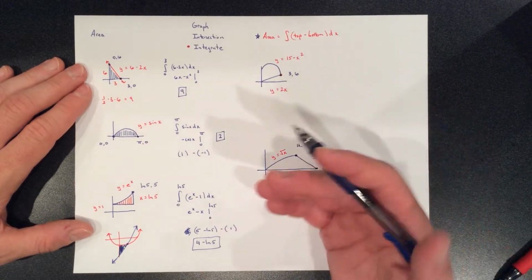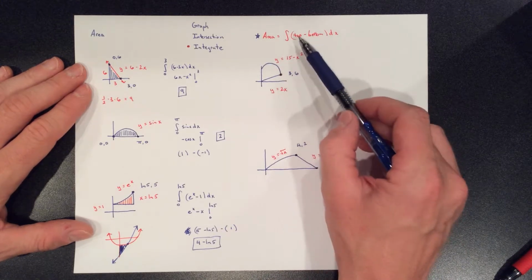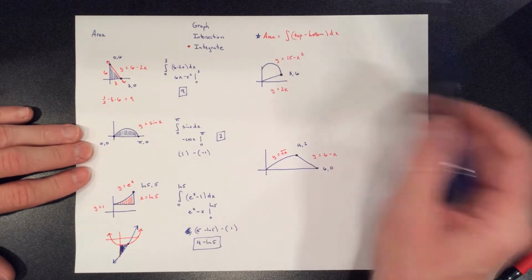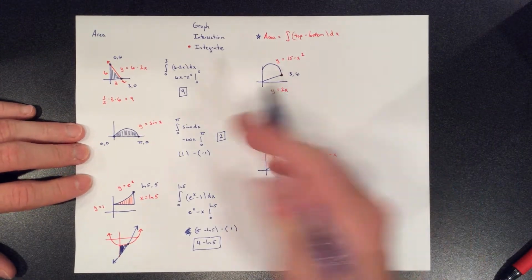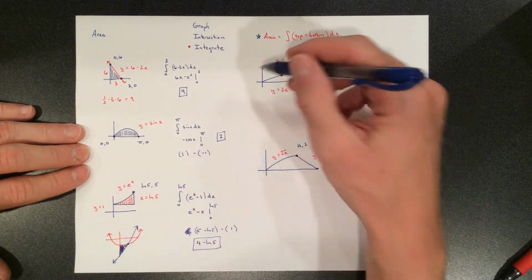And again, if you're thinking forward, if we wanted to go the other direction, it's going to be right minus left in dy, but that'll be the next video. But in this one, we're just sticking with x. So let's do this next one.